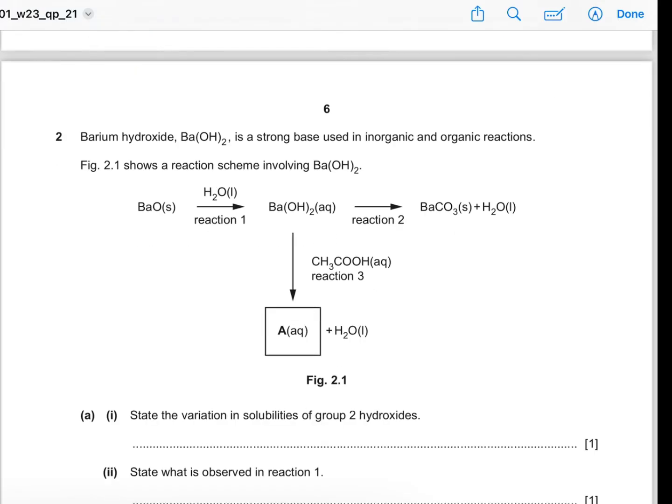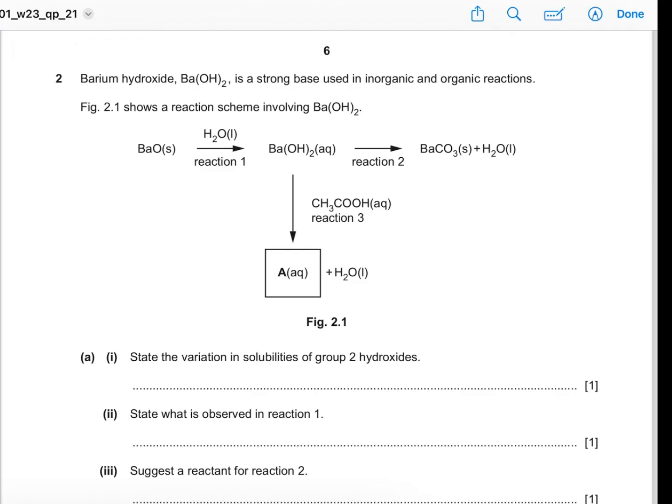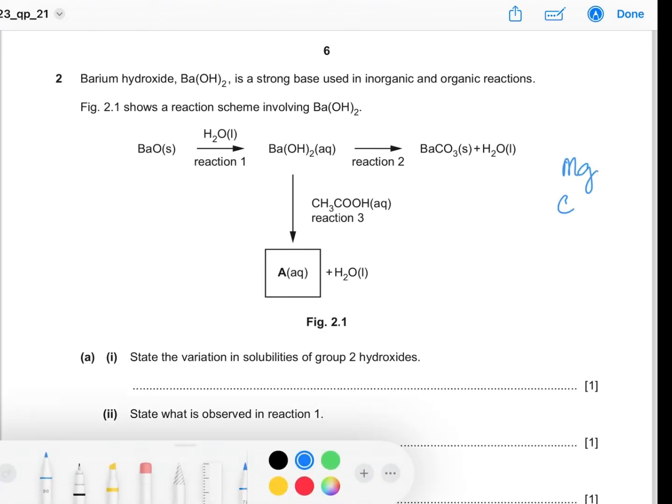Question 2. Barium hydroxide is a strong base which is used in inorganic and organic reactions. Part 1 asks you to state the variation in solubilities of group 2 hydroxides. Solubility of group 2 hydroxides increases down the group. So what that means is, when you go down the group from magnesium to calcium, the solubility of their hydroxides increases.